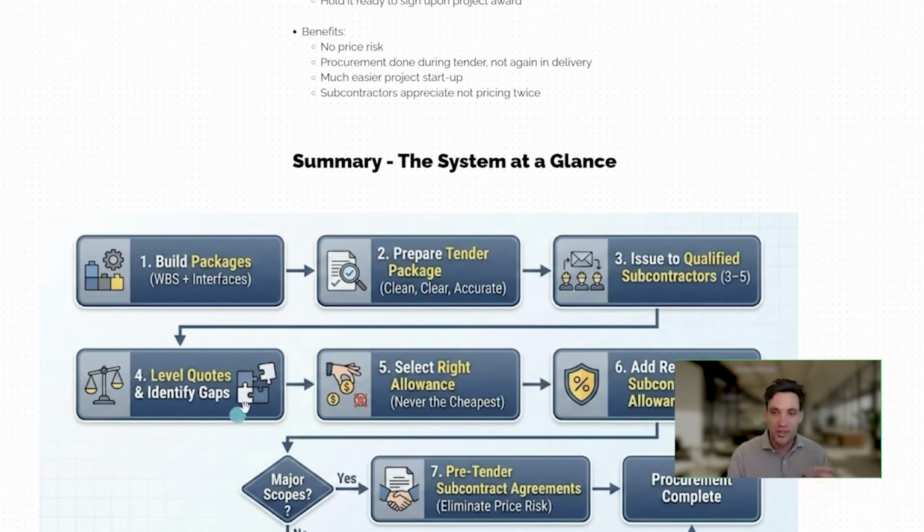We review the quotes, level them, adjust them, identify any gaps. We select the correct allowance to include in our bid. We then add realistic subcontract risk allowances and money for any gaps. And that is our procurement. That's how we get the correct subcontract value to include in our estimate. And for major scope items, we should be signing some sort of pre-tender agreement so our price is locked in.